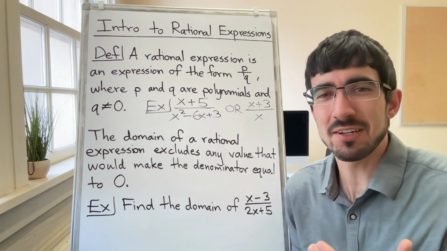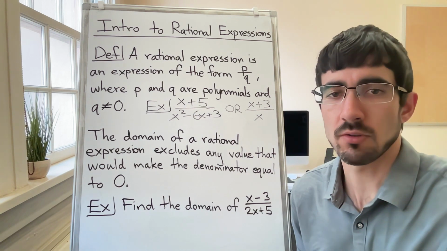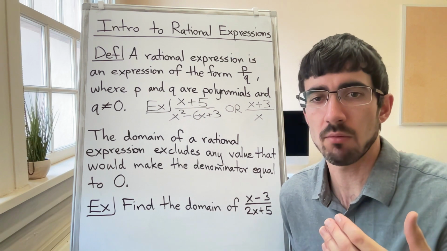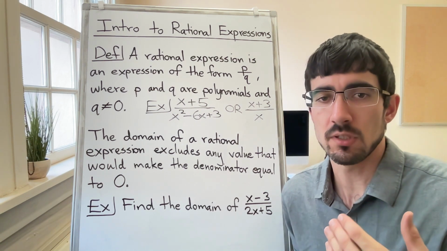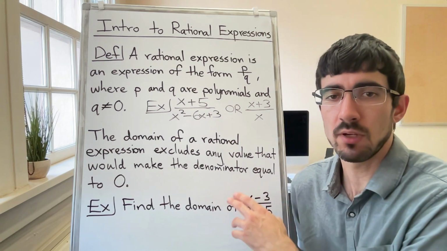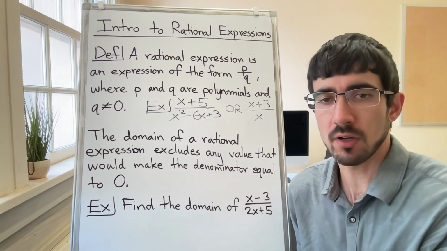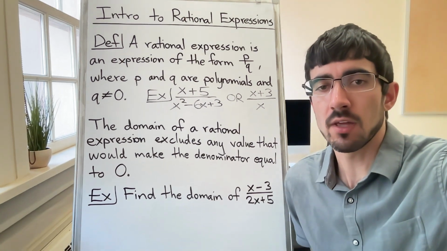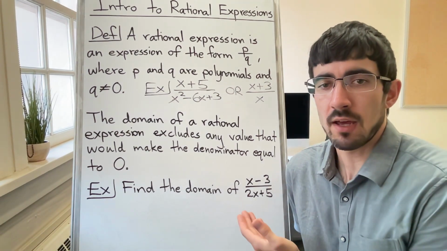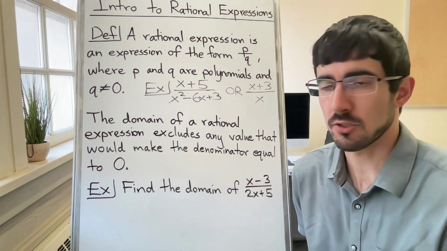So I said division by 0 is undefined. That gives us a clue into the domain of rational expressions. The domain of a rational expression excludes any value that would make the denominator equal to 0. So when we're talking about what x values you can input into this expression, or if it's written in function form, into this function, it's any value that would not make the denominator equal 0. I'll use that fact to find the limits of the domain on rational expressions.